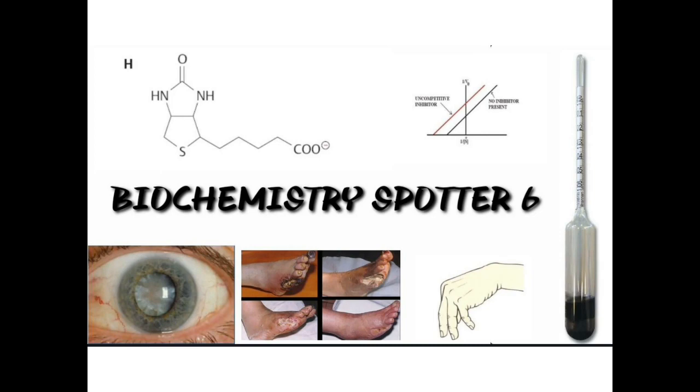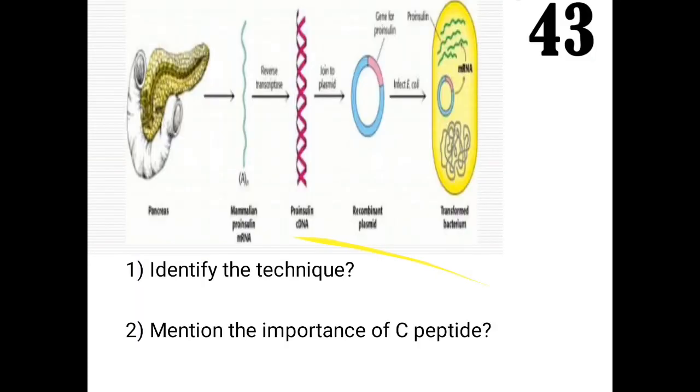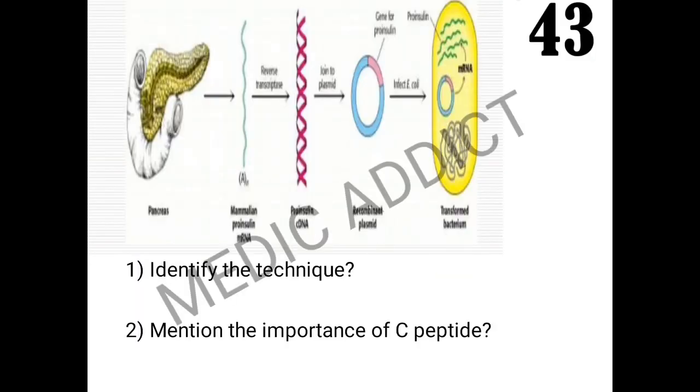So let's begin with the part 6 of the biochemistry spotters. So now on the basis of the given figure, we have to identify the technique and mention the importance of the C peptide. Now in this figure, we can easily say that this is the pancreas, and from the pancreas, we are using a technique to obtain the insulin.